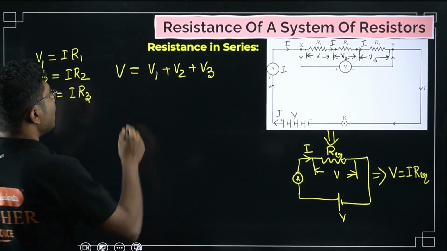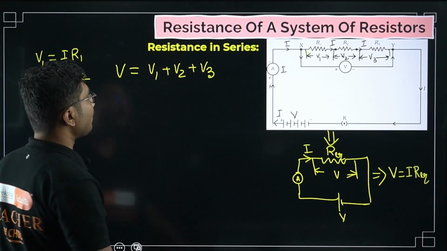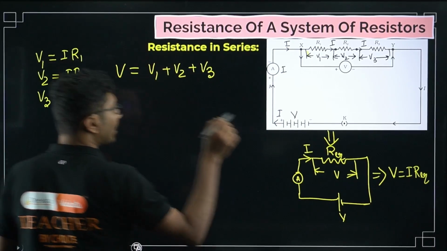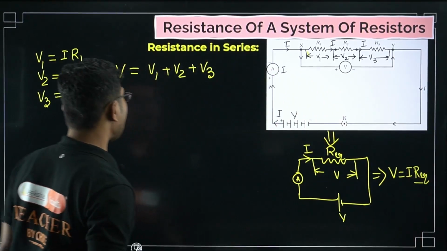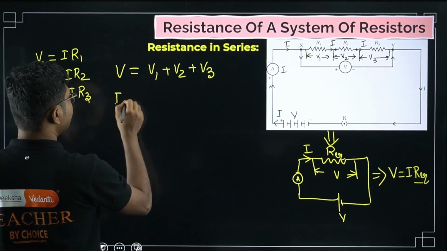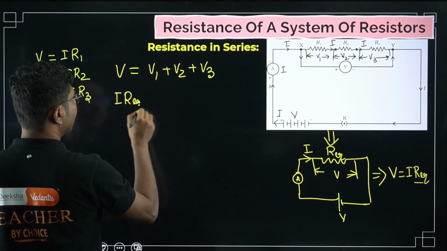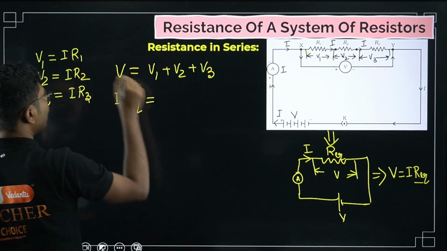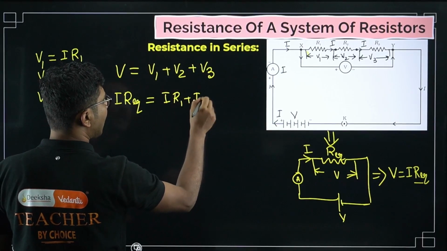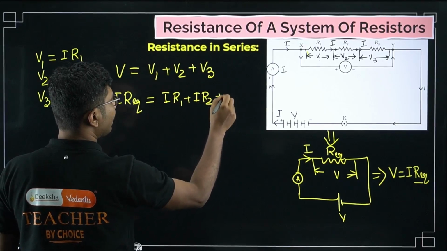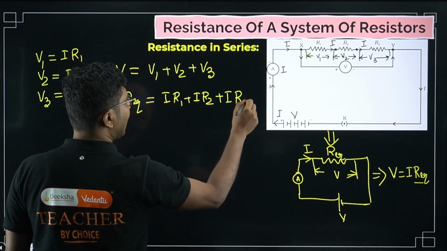Okay, now so V is equal to V1 plus V2 plus V3. Now what is V? If you construct the equivalent circuit, V is nothing but I R_eq. So V is equal to I R_eq. And what is V1? Just put these values: I R1 plus I R2 plus I R3.